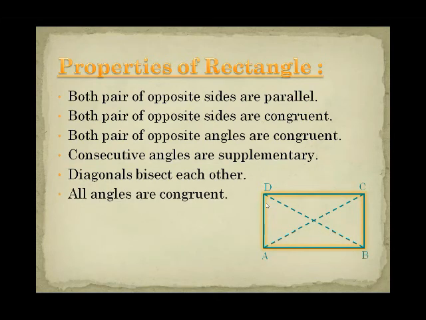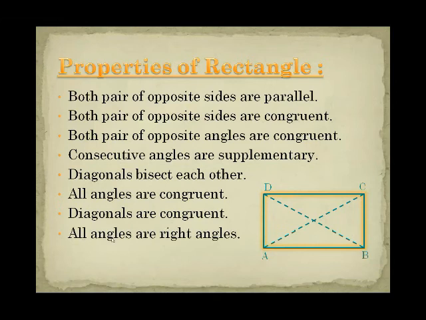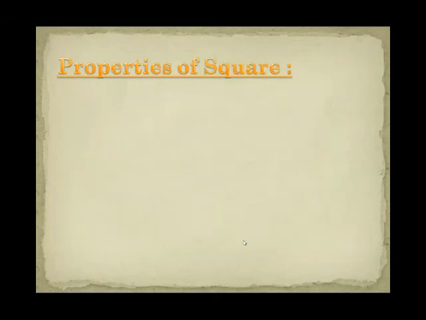All the angles are congruent. We know that in a rectangle all the angles are equal to 90 degrees, so we say that all the angles are congruent. Diagonals are also congruent. In this rectangle, we say that the diagonals are congruent. All the angles are right angles. In a rectangle we know that all the angles are right angles.